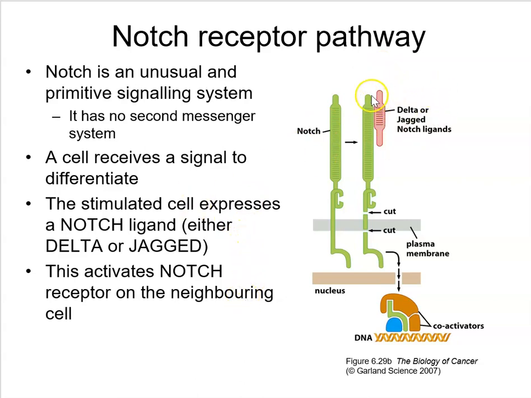The way the system works is Notch is the receptor, delta or jagged is the ligand, and when delta or jagged binds to Notch, we then get a cleavage, and the important cleavage is the intracellular cleavage. This cleaves what we call the Notch intracellular domain, which can float away and make its way to the nucleus, and it acts as a transcription factor activator to drive gene expression.